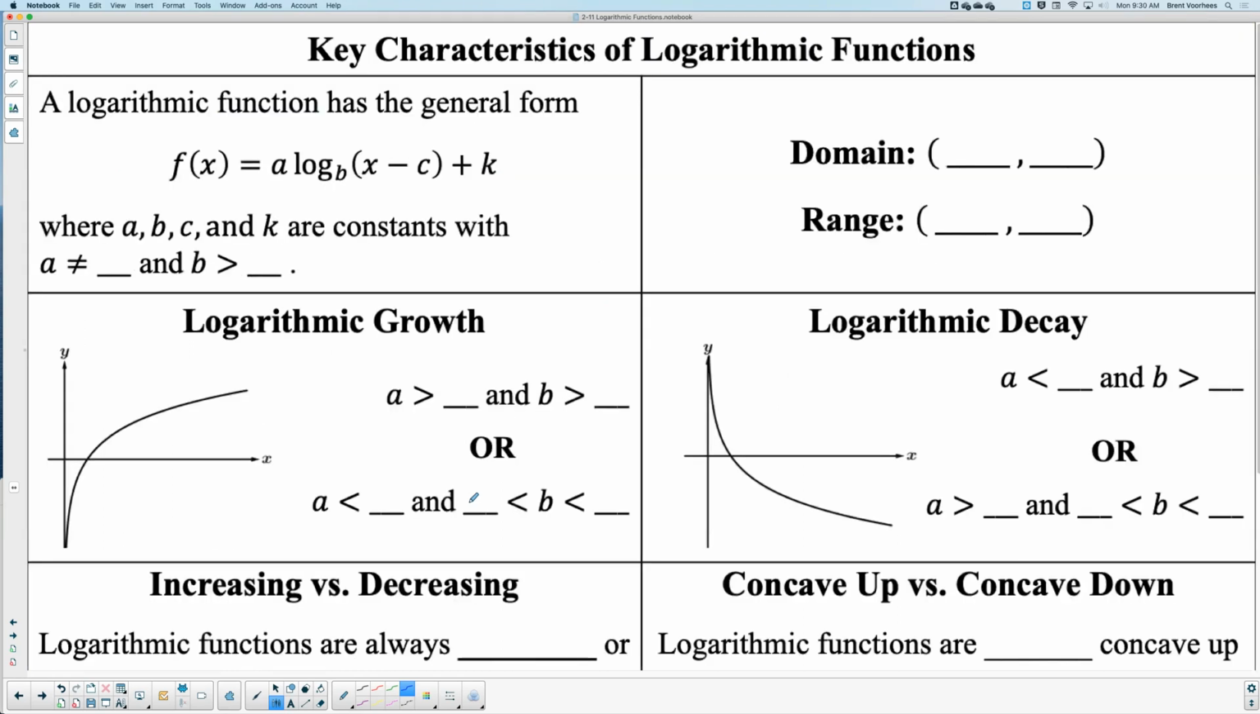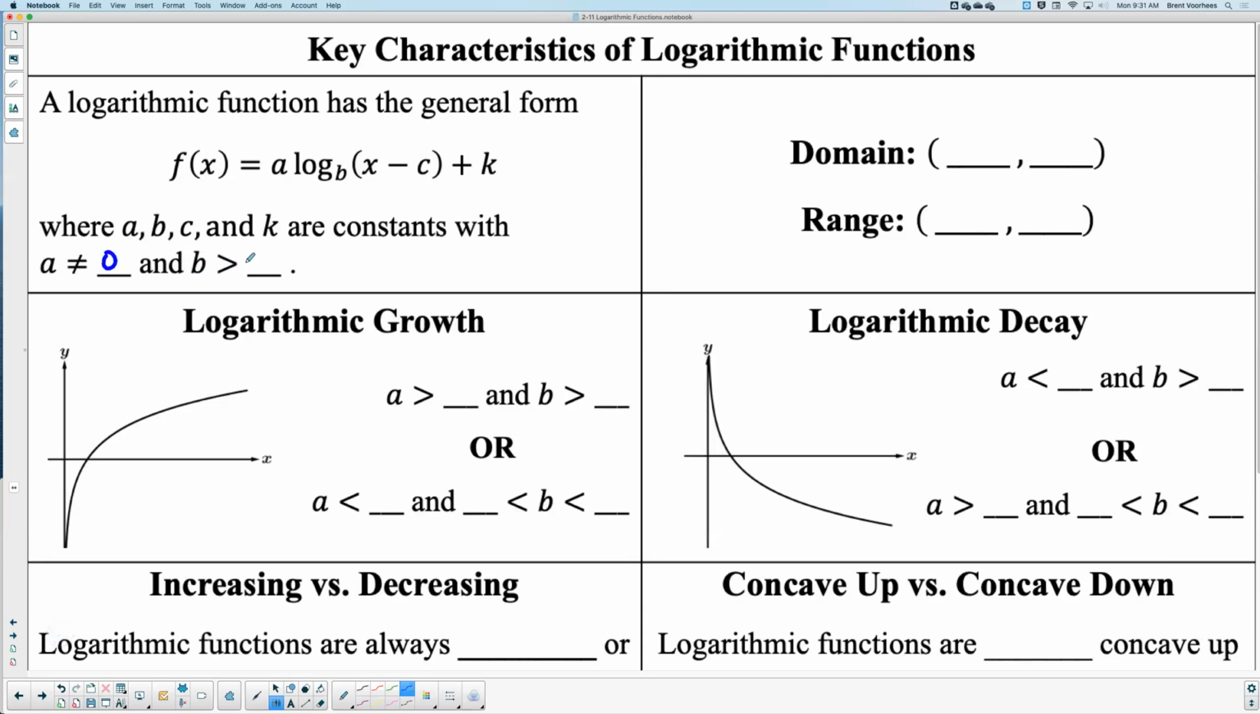First, let's fill in this characteristic chart. I know there's a lot of information here. Let's fill it out. Given this equation, there are some rules where A, B, C, and K are constants with A not equaling something. What do you think A could not equal? Zero. A cannot be 0. Let's fill that in first. If A is 0, then it's no longer logarithmic. That gets multiplied out, and all it is is some constant function K, just a straight line at whatever K is.